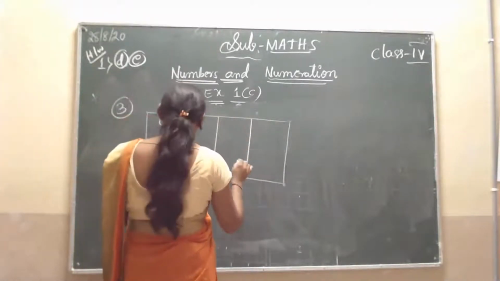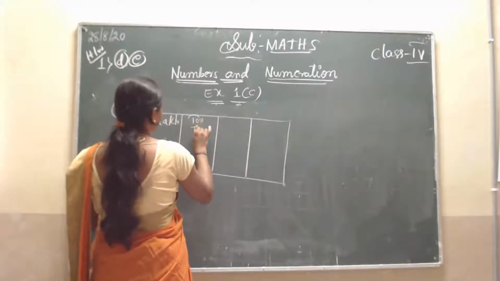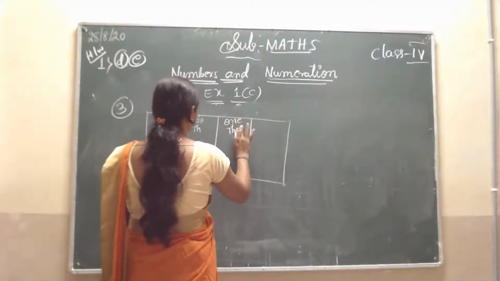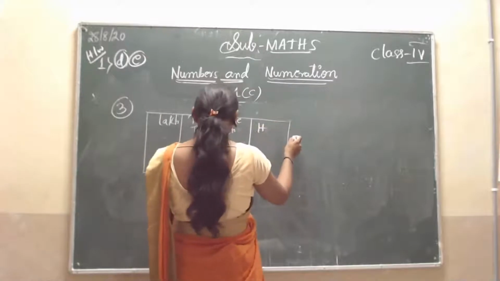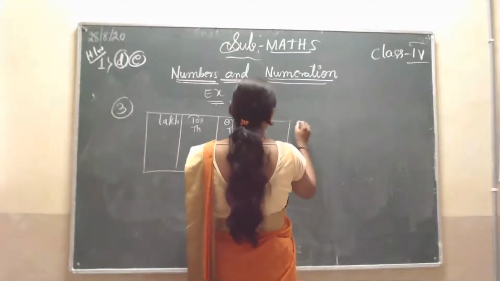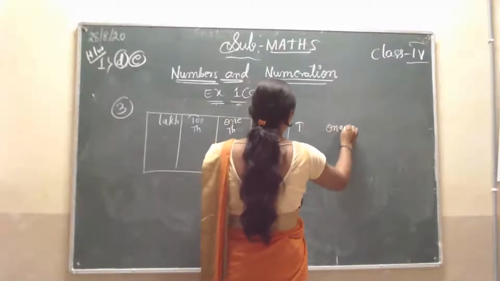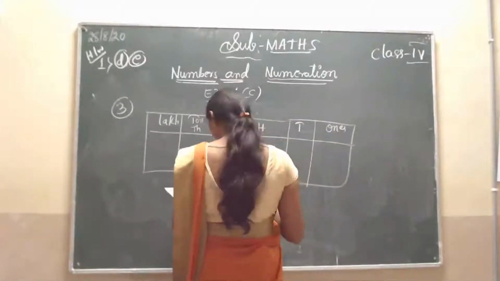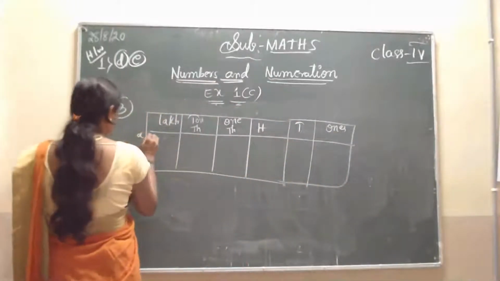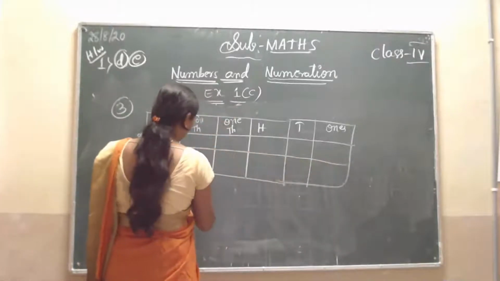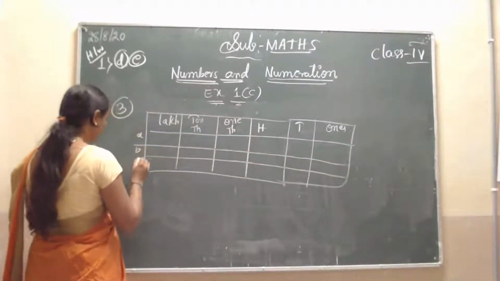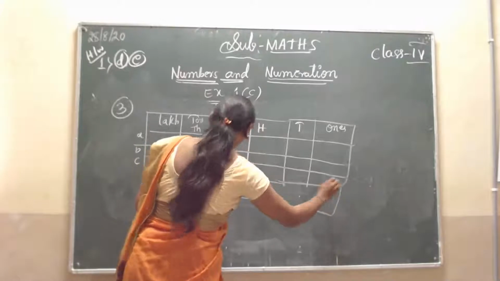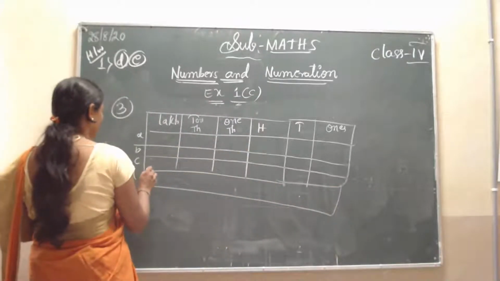Next is 10,000. Next is 100,000. Next is 100. Next means tens. Next means ones. I wrote the short form, students. So this is A1. Here B, C. Yes. And the last one is D. Okay.